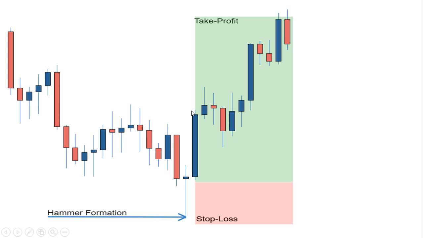So this is a clear indication to us that this is a bullish trend, and you can see how it all went. Stop loss was placed below the wick of the candle, take profit above this level, and that's it. This is how we trade.